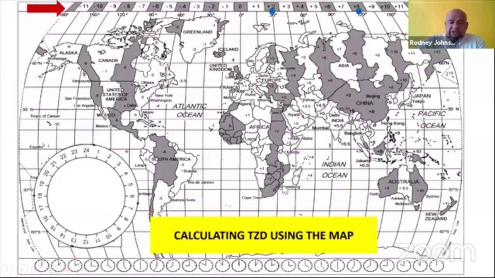So you locate Johannesburg, you move up on this time zone line to the time zone ruler here at the top, and you place your marker on +2. You can use your pen and just make a cross on the +2.